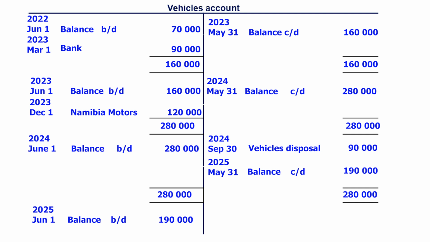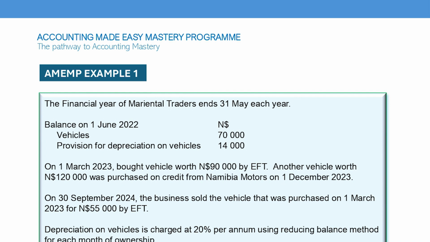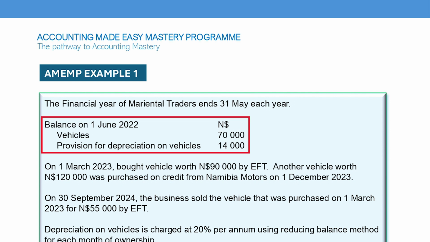Just maybe to recap, when you get a question, make sure you know when the financial year is ending, so that you can find out when is the balance carried down and when is the balance brought down. You must check if you have a balance. Balances are always on the side where the account increases. In this case, we had the balance of 70,000. It needs to be on the debit side.